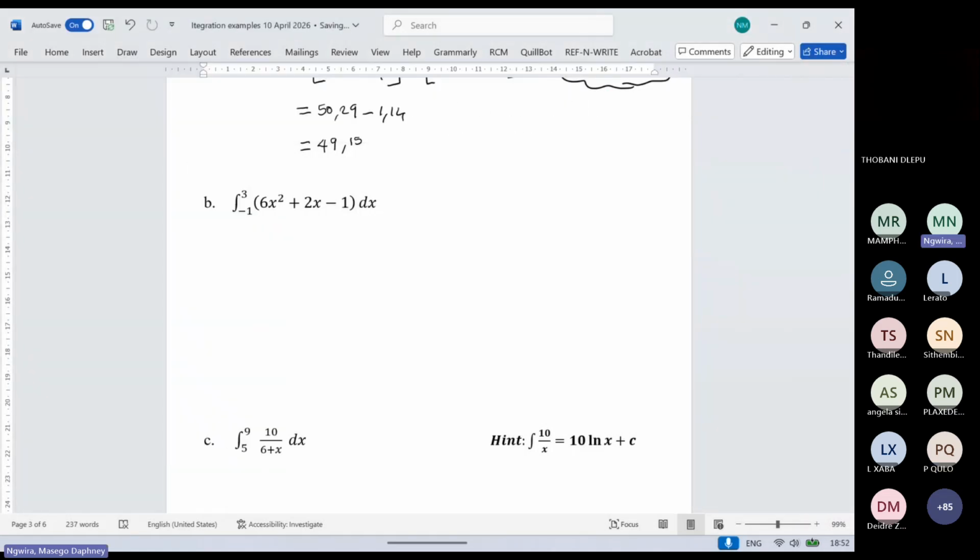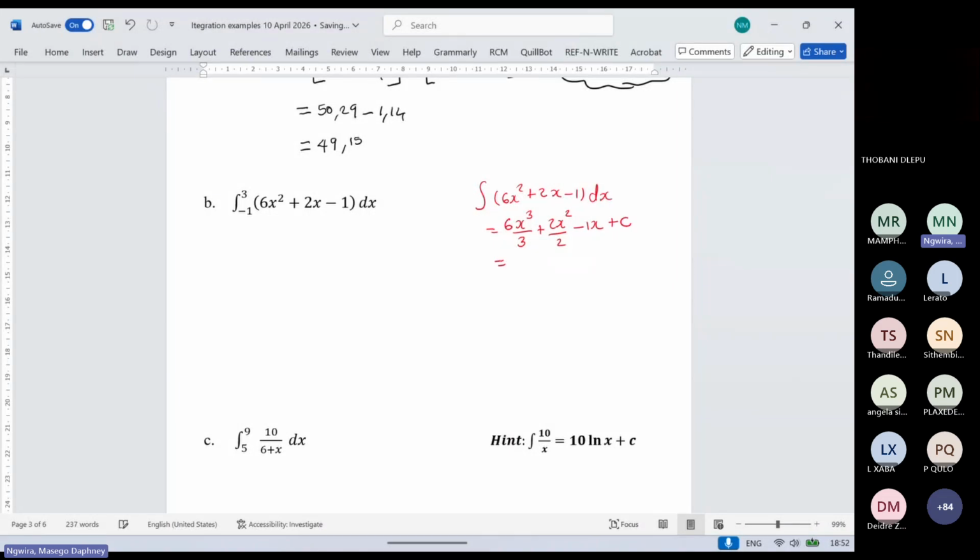So the integral of 6x squared plus 2x minus 1 dx, the answer will be 6x to the power of 3 over 3, then plus 2x to the power of 2 over 2, then minus 1x. If you remember, then this is plus c. I said please ignore the c.